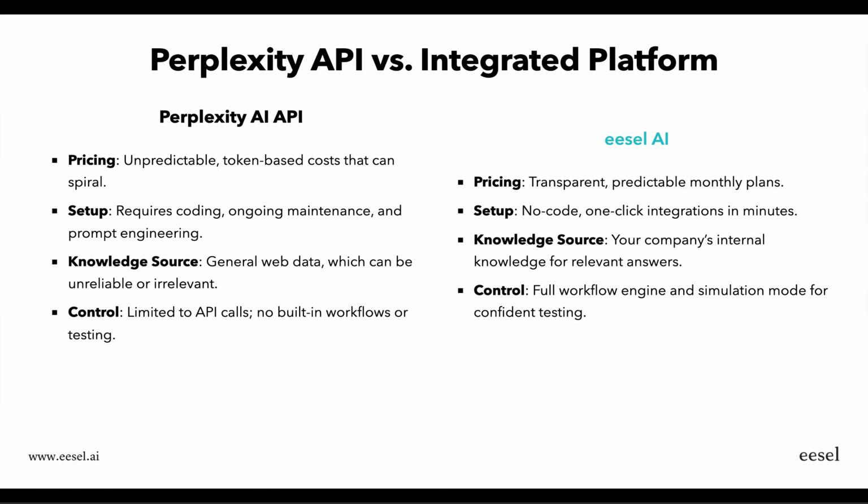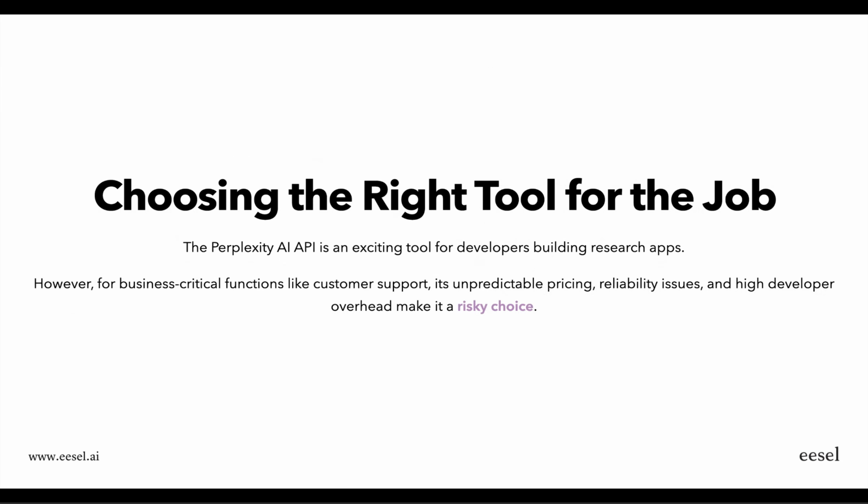So, when you compare the two approaches, the difference becomes clear. The Perplexity API is a powerful but unpredictable component, while an integrated platform like eesel AI offers a complete, reliable solution with transparent pricing and full control. Ultimately, it's about choosing the right tool for the job. The Perplexity API is definitely exciting for building research apps, but for business-critical functions like customer support, the risks involved often outweigh the benefits.